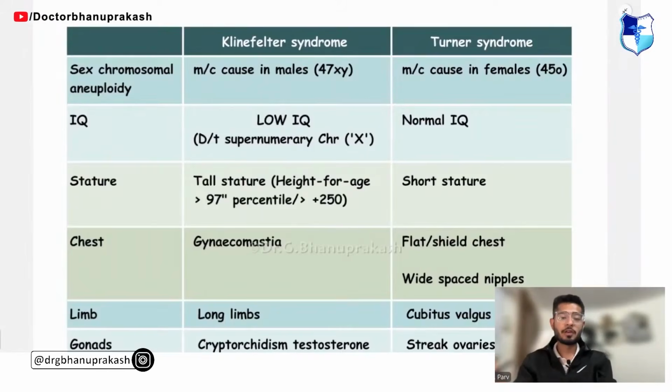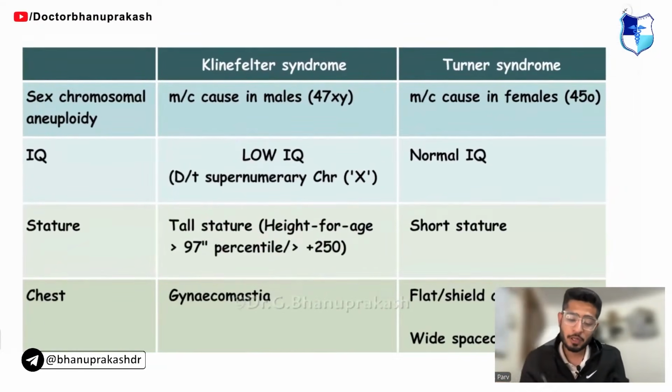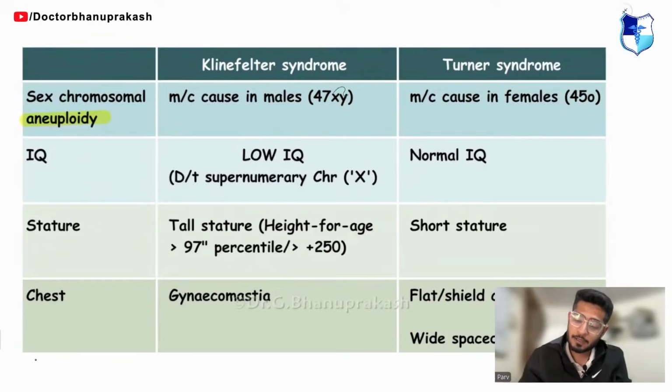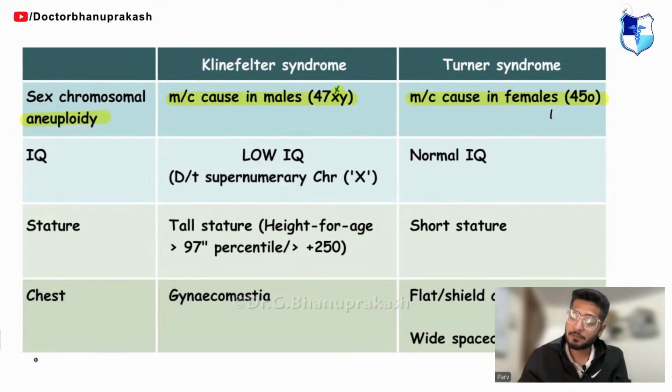Coming on to Klinefelter syndrome and Turner syndrome. Remember that these are actually aneuploidies. 47 XXY is going to be Klinefelter, the most common cause in males. And Turner is the most common cause in females, 45 XO.